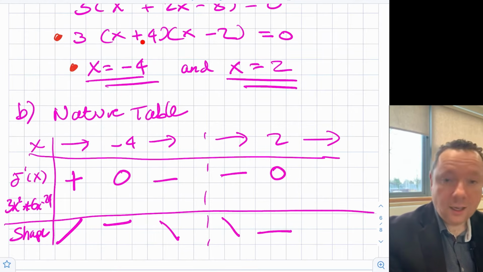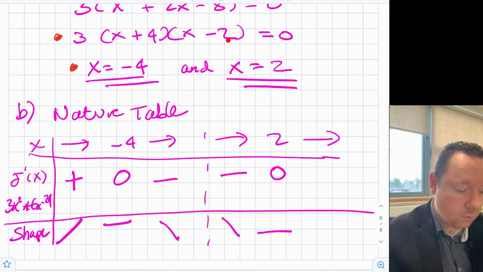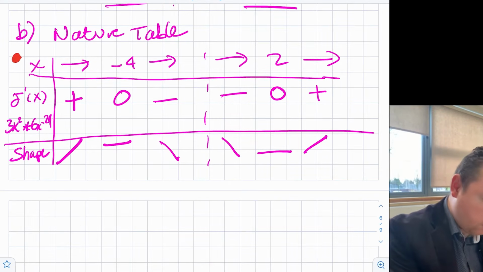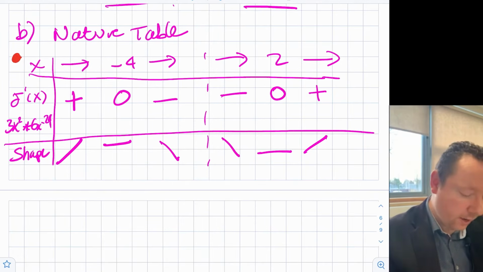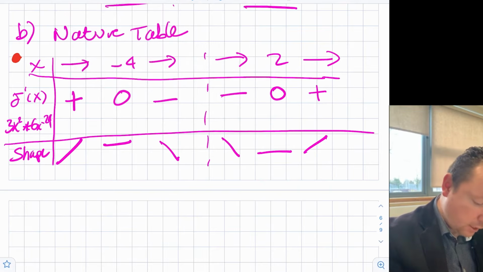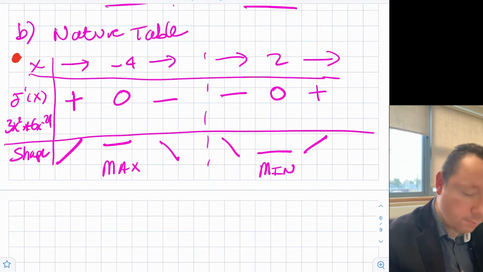3 plus 4 is positive. 3 minus 2 is also positive. A positive times a positive is a positive number. So we end up with our slope there. So at this point we get a mark for attempting to draw a nature table, and then for processing this we can then say, since that's a max, that's a min, but we don't have to remember that it's a max or min turning point.